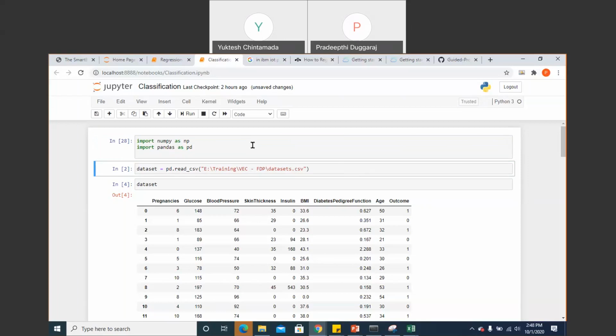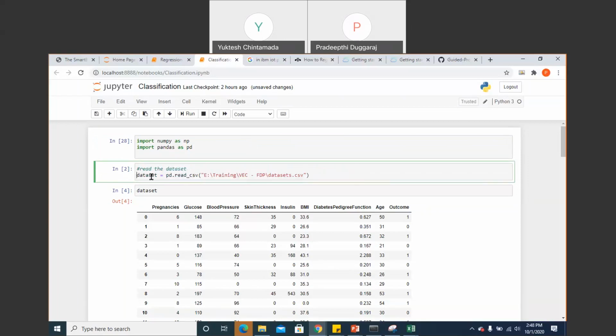Then the second step is to read the data set. If you see this, my data set is in the E drive, training drive, VEC FDP. But now you have downloaded that, right? So the path of this could be different.